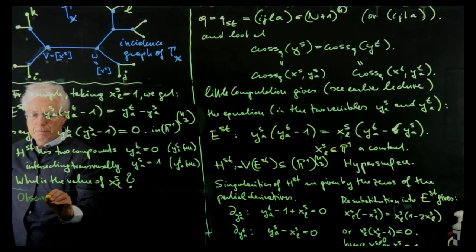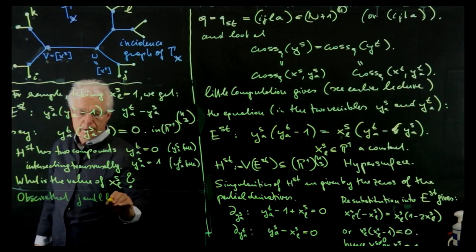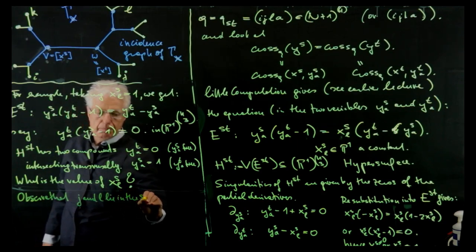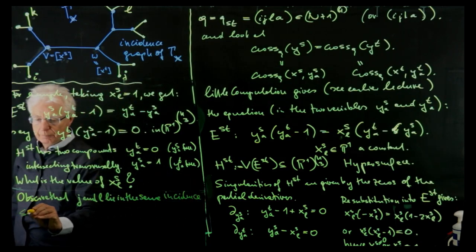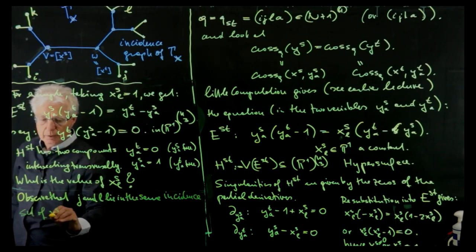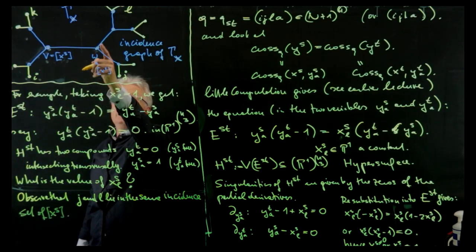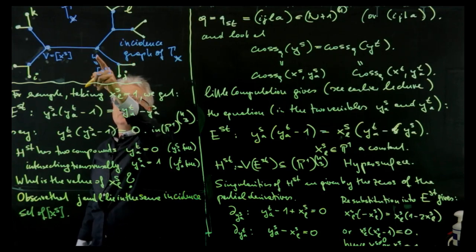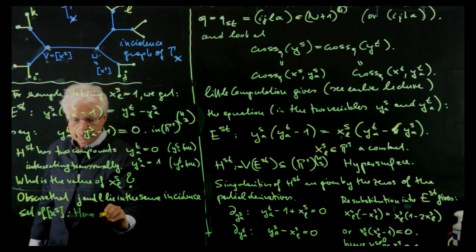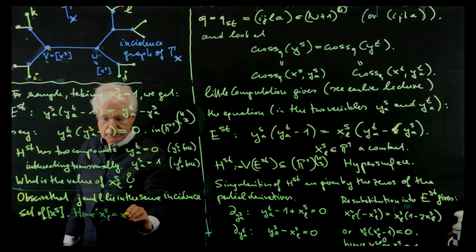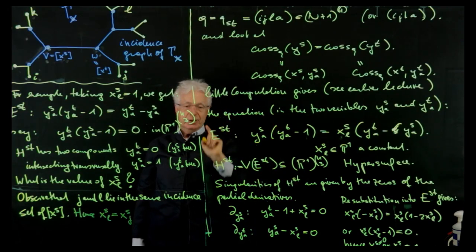Observe that J and L lie in the same incident set of XS. Not of XT, because here you have a ramification. For T it does not work, but for S they lie in the same. Hence, XSL is equal to XSJ. So we know the value of XSL because we know the value of XSJ.